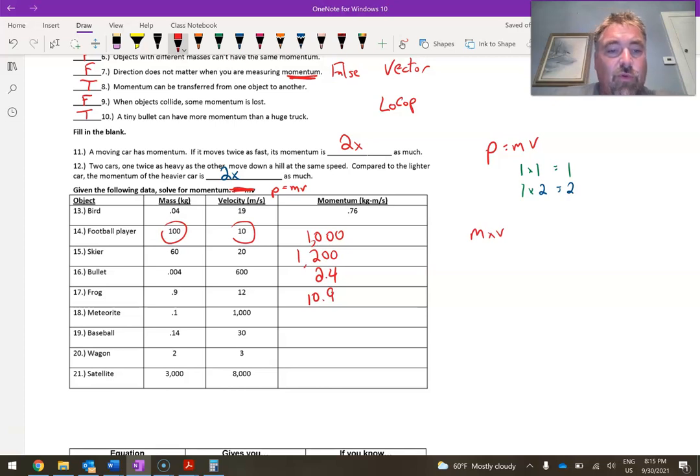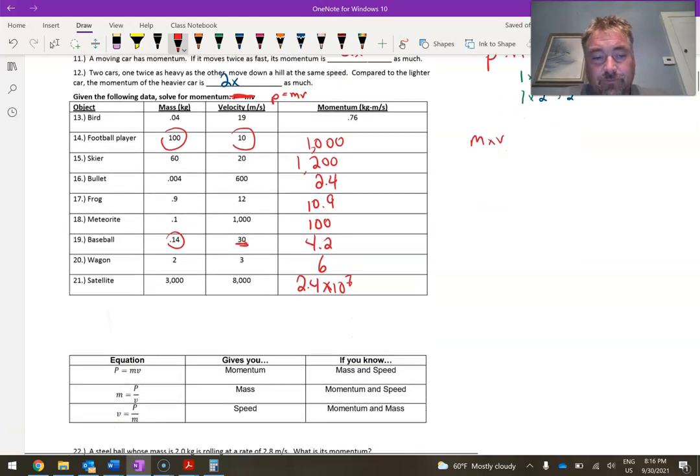A meteorite with a mass of 0.1, traveling at a velocity of 1,000, gives us a momentum of 100 kilogram meters per second. The baseball, 0.14 times the velocity of 30, will give us a momentum of 4.2 kilogram meters per second. A wagon with a mass of 2 and a velocity of 3 will give us a momentum of 6. And finally, a satellite with a mass of 3,000 kilograms and a velocity of 8,000 meters per second will give us 2.4 times 10 to the 7th kilogram meters per second, or 24 million kilogram meters per second.